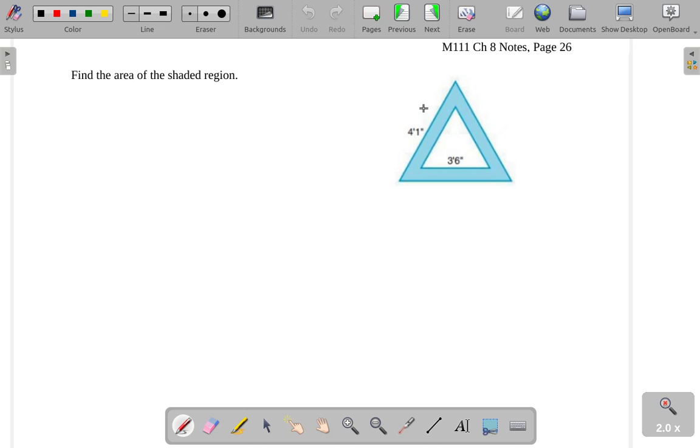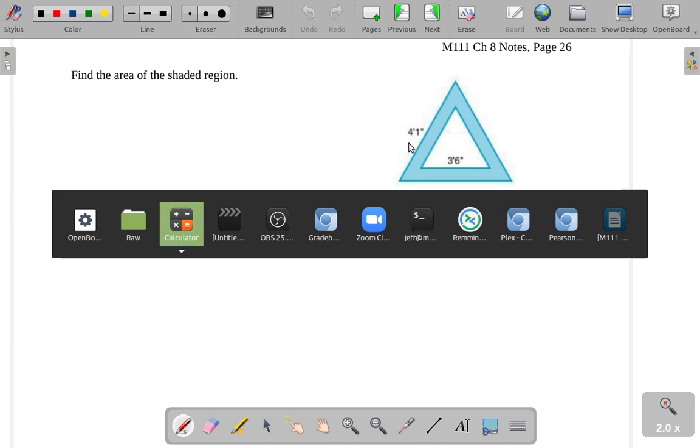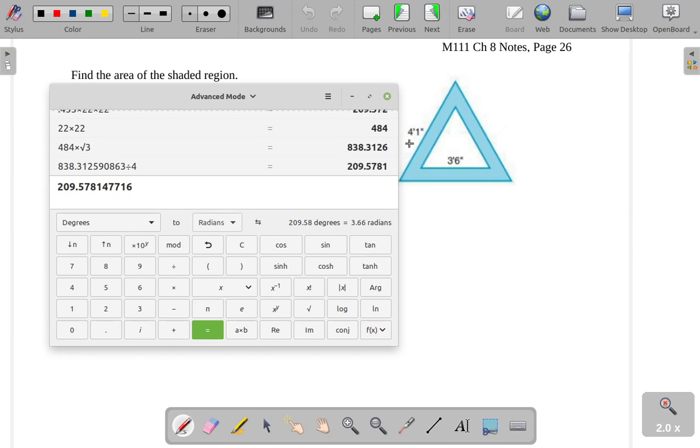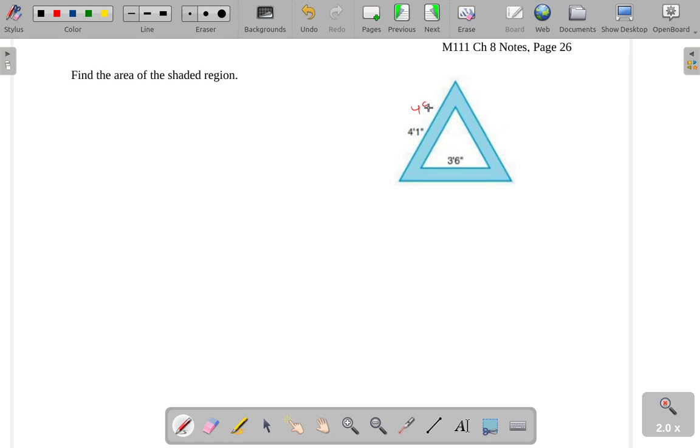First off, I'm noticing that these measurements are both in feet and inches, 4 foot 1 inch, and that's not generally the easiest way to deal with the measurement. So the first thing I want to do is convert that measurement to inches. So 4 feet is 48 inches. So 4 foot 1 inch would be 48 plus 1, that's 49 inches. So instead of calling that 4 feet 1 inch, I'm going to call it 49 inches.